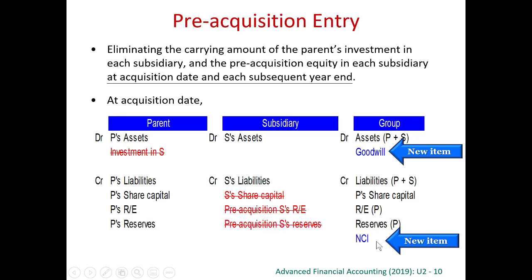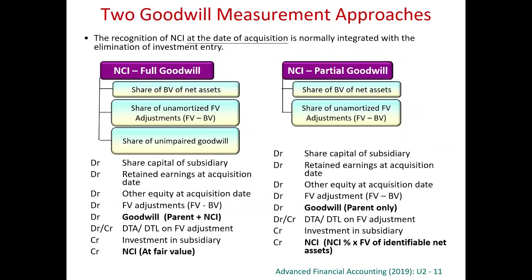If there exists any non-controlling interest, you have to credit non-controlling interest. Non-controlling interests are shareholders, so they are equity. Equity, normal balance is a credit. Credit. If they cannot balance, there may be a balancing figure. The balancing figure is what we call goodwill. So therefore, we will prepare this pre-acquisition entry like this.